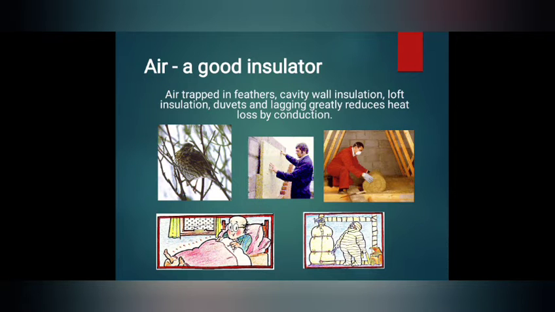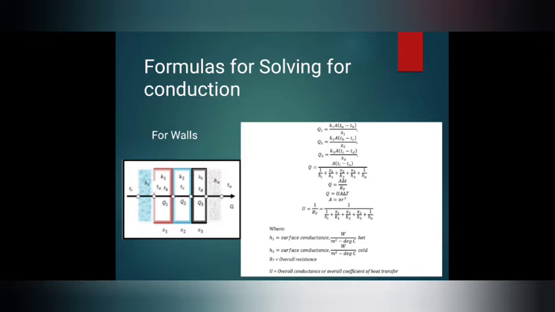So next are formulas for solving for conduction. For the walls, as you can see here, the heat transferred is equal to the coefficient of conductance, times the area, times the delta T, or TA minus TB, over the thickness of the wall of the material. These other formulas are just derived from the original formula based on their circumstances.